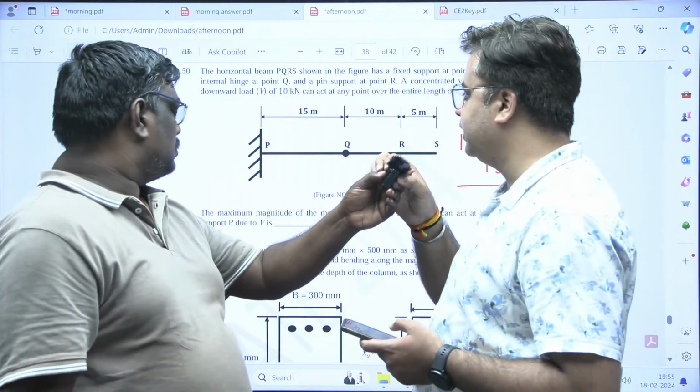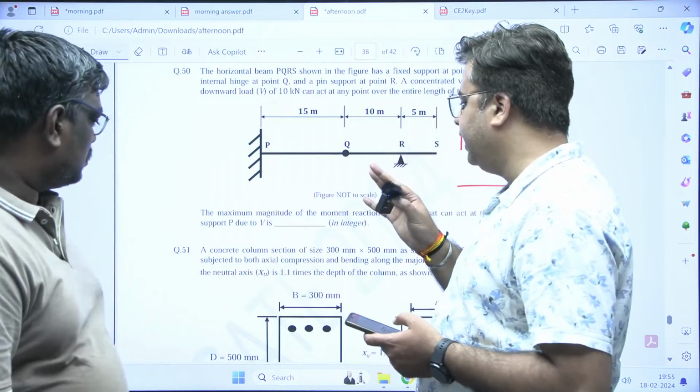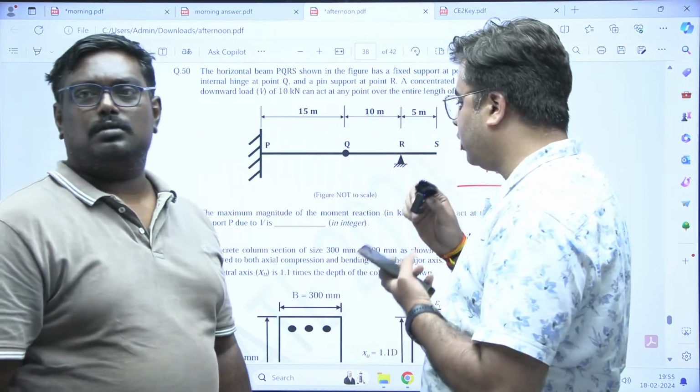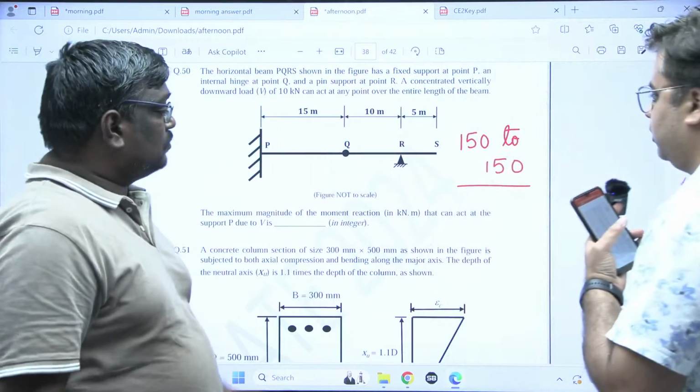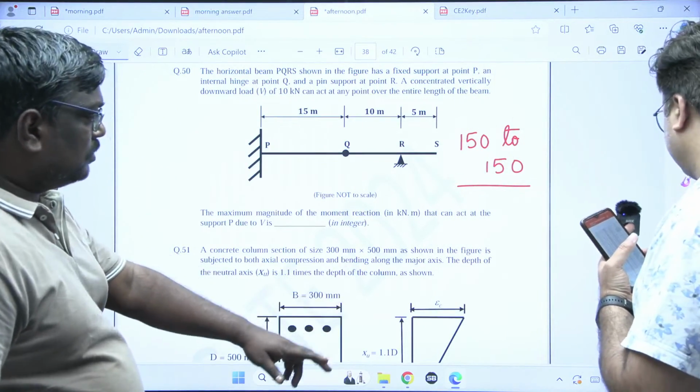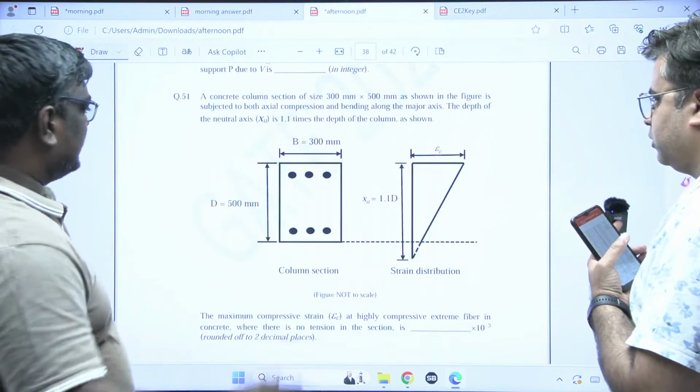So basically the student needs to draw the ILD for bending moment at Q, and then accordingly place the load. Sir, this question is interesting. Next one. See, students, this is an interesting question.